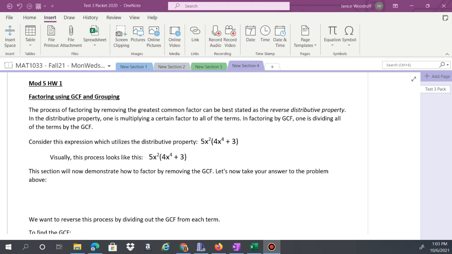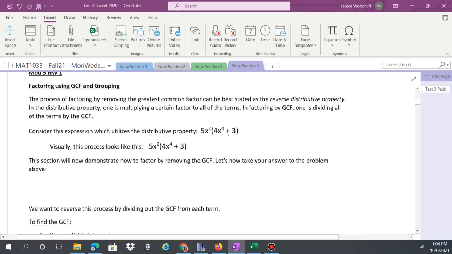is best stated as reverse distributive property. So when you distribute, you multiply. If you reverse multiplying, basically you're dividing. And that's what we're doing. We're dividing all of the terms by the greatest common factor.